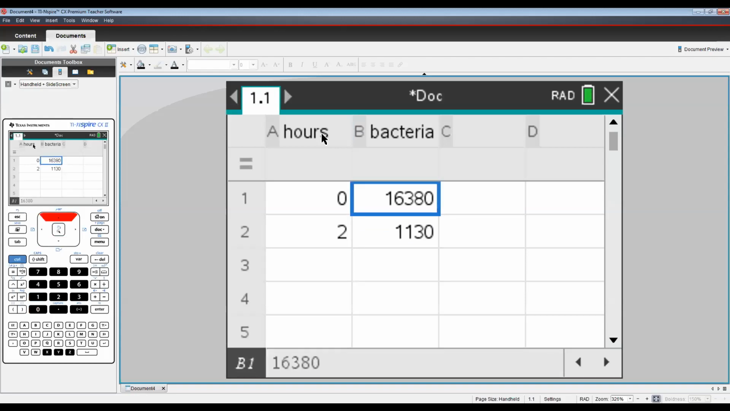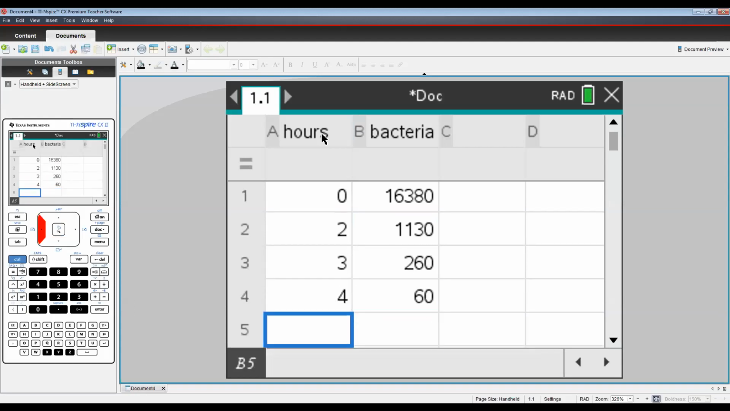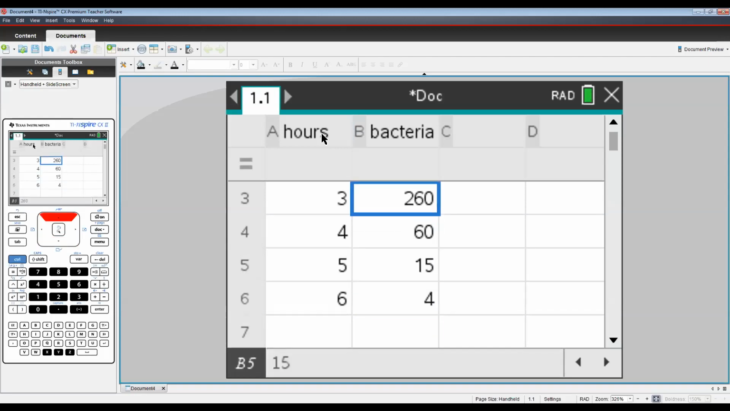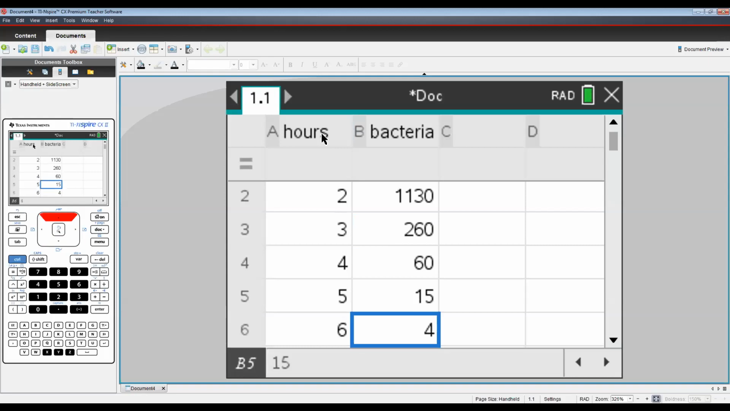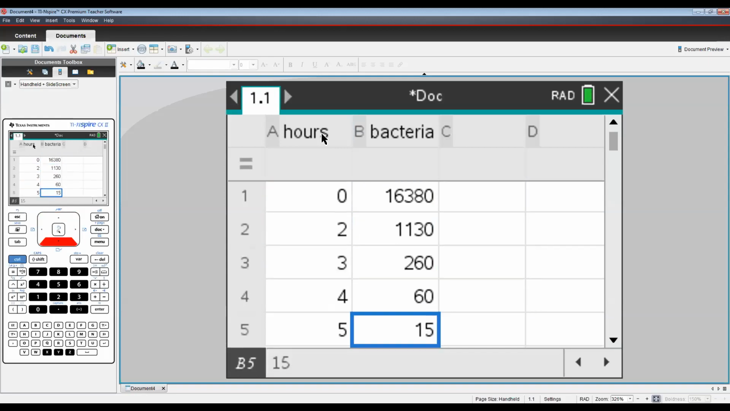So it makes sense that the bacteria is going down, right? Because once you turn on the heat, bacteria is going to die. After 3 hours, we had 260. After 4 hours, there were 60 bacteria. After 5 hours, 15. After 6, 4, and we're quickly approaching 0. The bacteria is going to die out pretty soon. All of it, at least, right? So there's our data, right? And the numbers should make sense, right? The bacteria is not going to be increasing if you are turning up the heat on them, right?